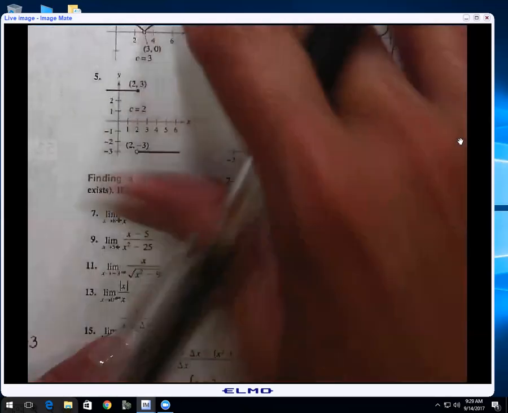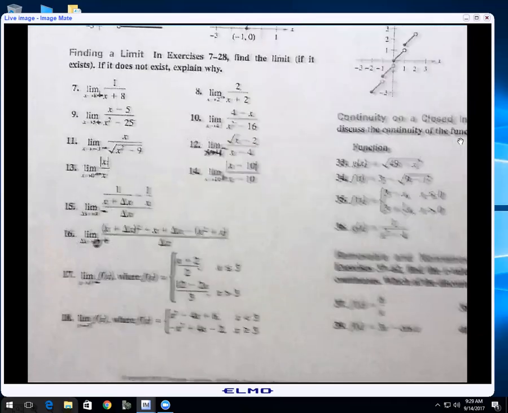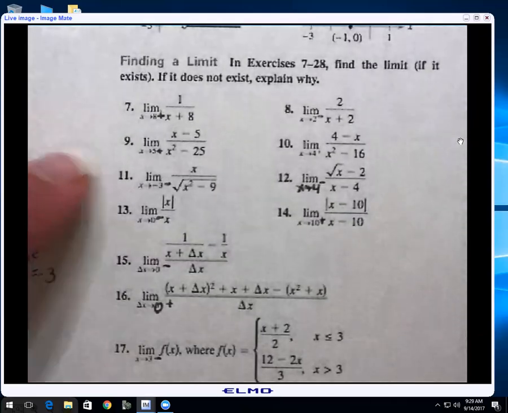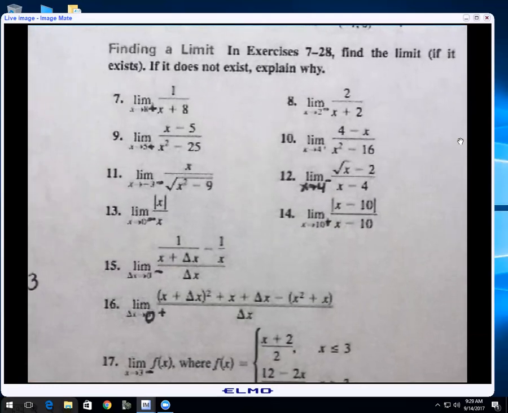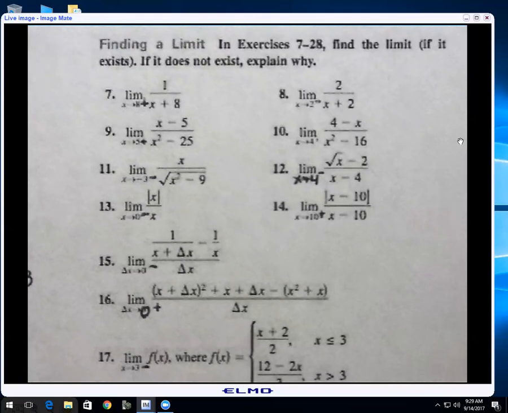All right, you can interpret graphs correctly. Let's look at some of these 7 through 27. Say, find the limit if it exists. If it does not exist, explain why.